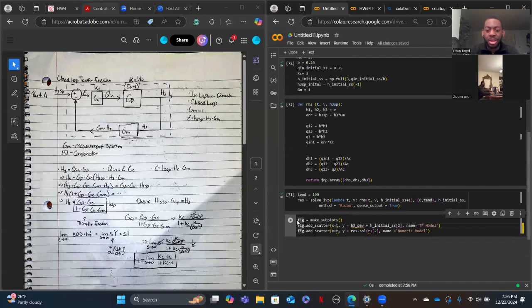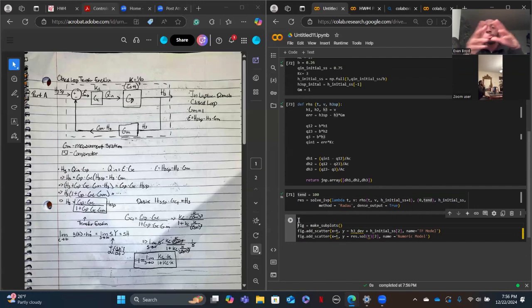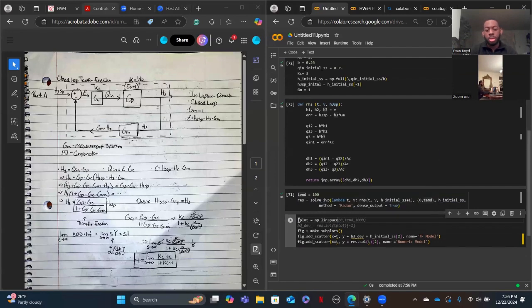You also need a T-plot, because we're doing a plot based from a time perspective to our solver. So we need a time plot. T-plot is equal to np.linspace, and we're going to just do 0 to 100. Let's do 100 again, that's fine. Okay, we've got make subplots.